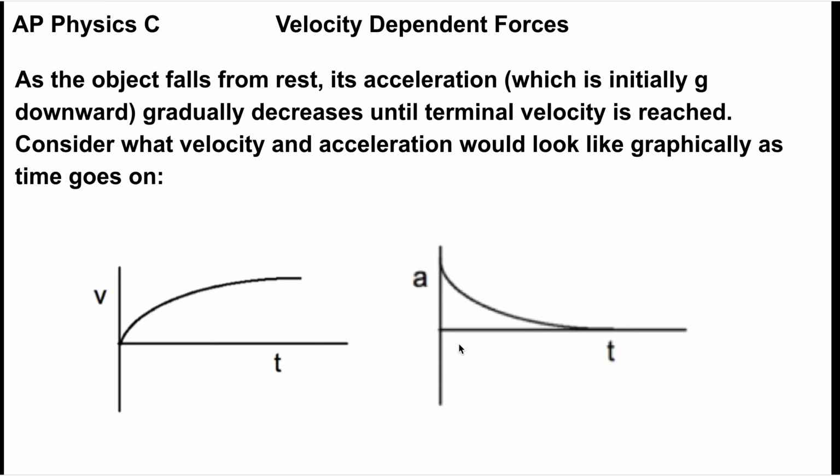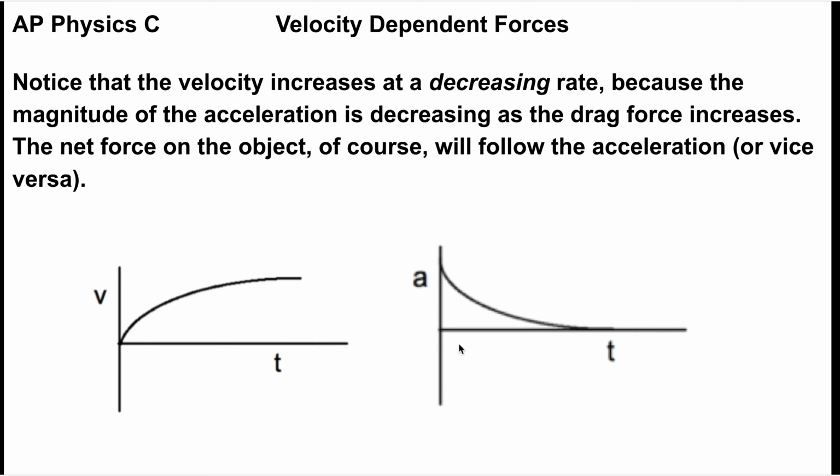So if we consider what the velocity and acceleration graphs would look like, we can see that the velocity is increasing. In both cases, down is positive here. The velocity increases, but at a decreasing rate, because the magnitude of the acceleration is decreasing as the drag force increases. The net force on the object will follow the acceleration, or determine the acceleration.